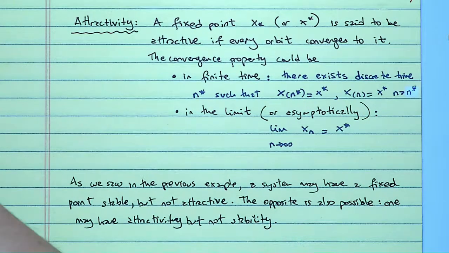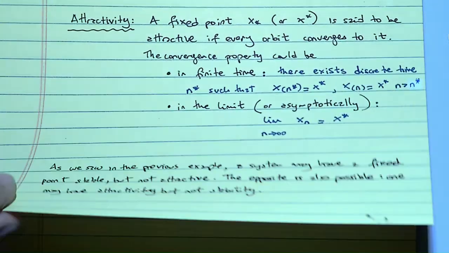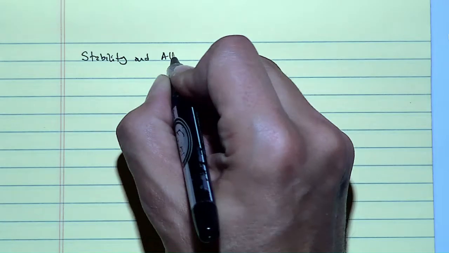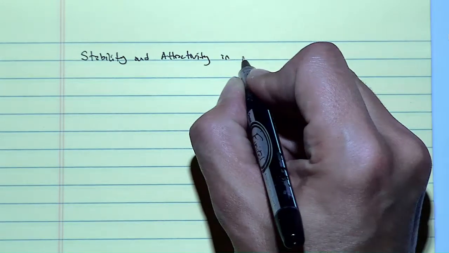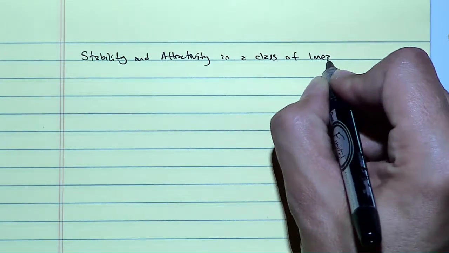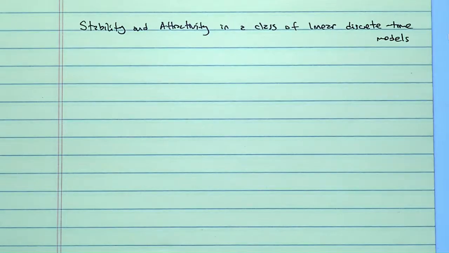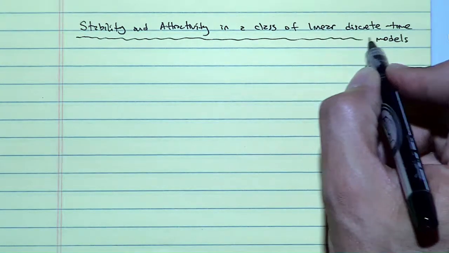They become a little bit more mathematical than we need. We'll get to a very simple case of an F where the fixed points are very easy to characterize, a condition for stability is very easy to write, and a condition for attractivity is very easy to write. Okay? So let's do that, and at least let's introduce it. So this will be stability and attractivity in a class of linear discrete time models. Okay? And we already did this, so this is almost like a revision to some extent.